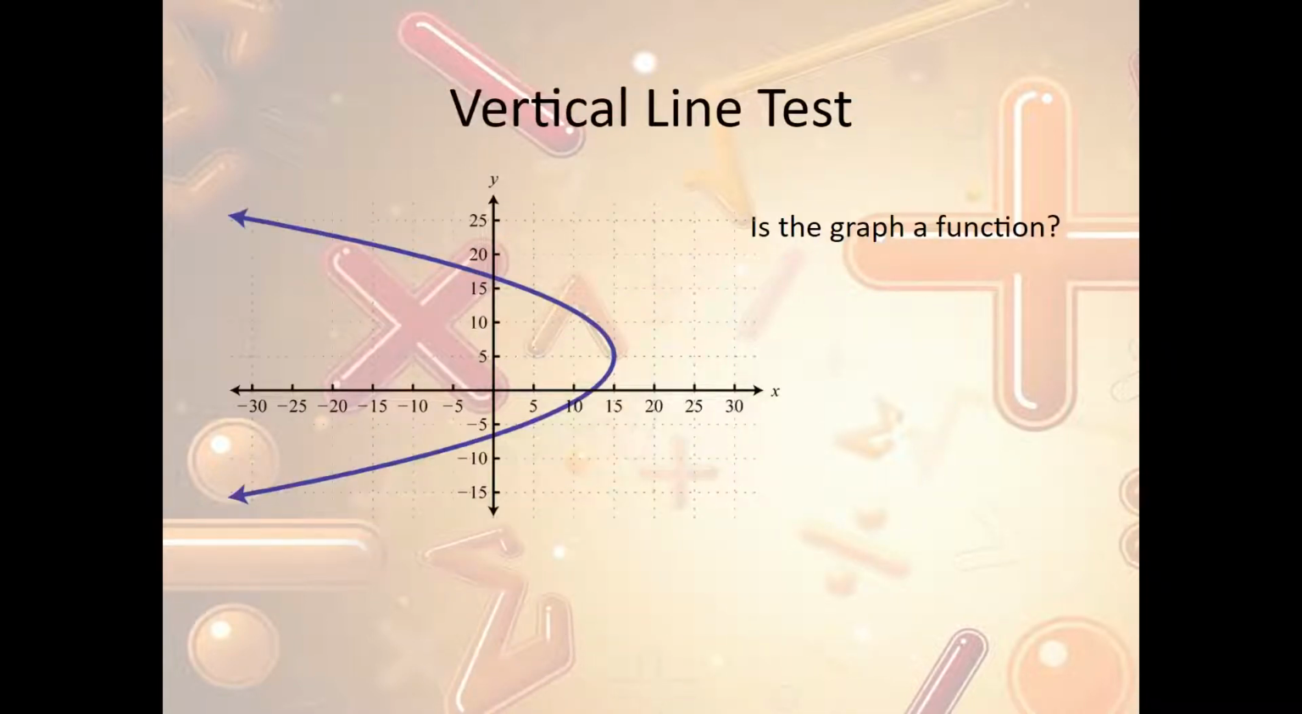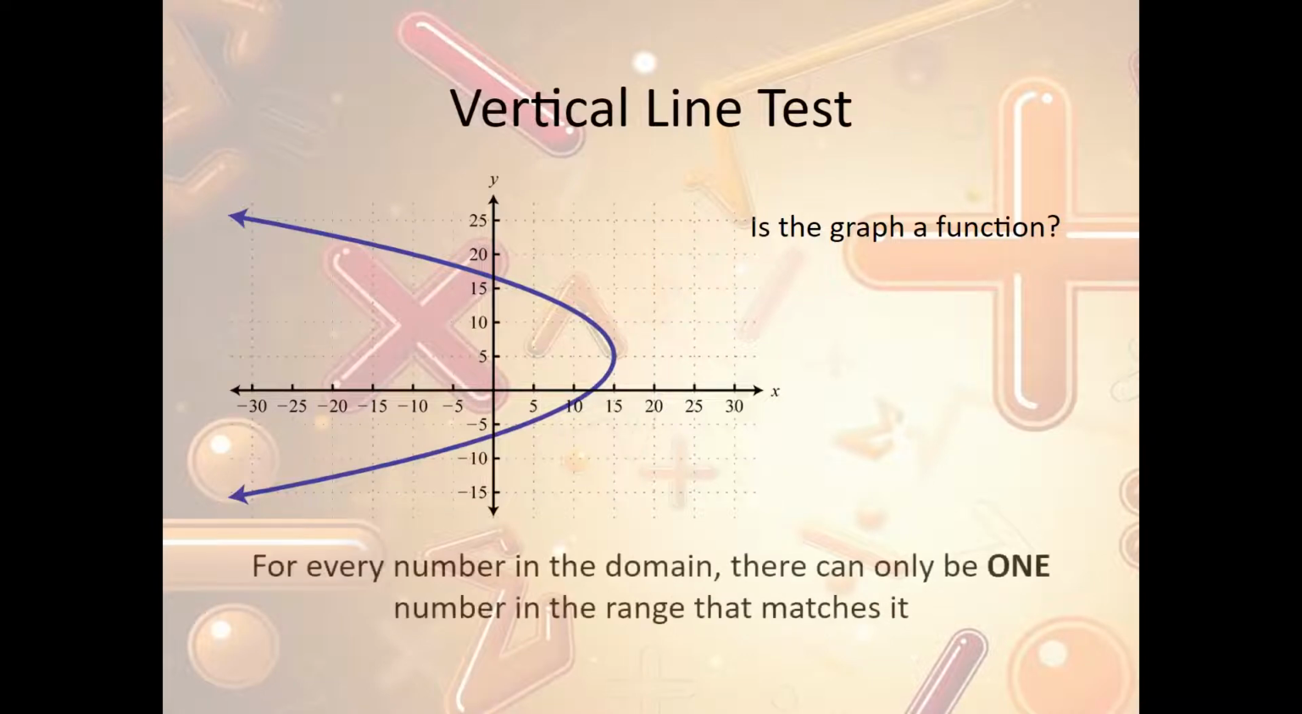How can we tell if something's a function by a graph? Well, we use what we call the vertical line test. So again, for every x, there can be only one y. So if I pick an x like 5 here, I can see that when x is 5, y can be this number here, whatever that is, maybe 14 or so, and y can be here, which is -4. So in this case, this would not be a function because there's 2 numbers.